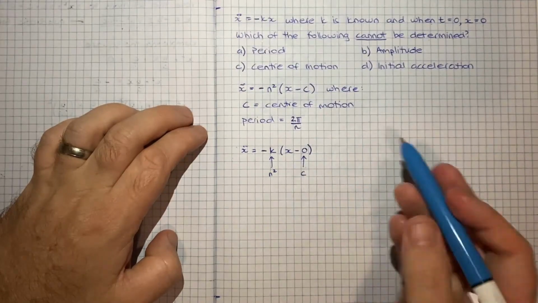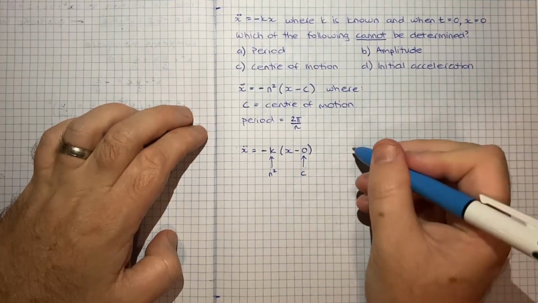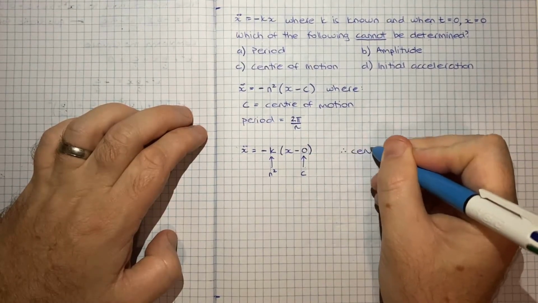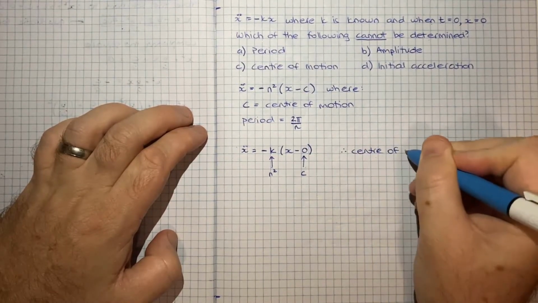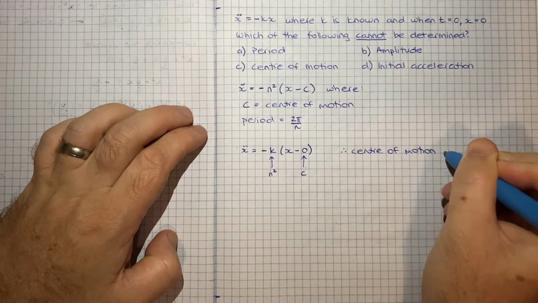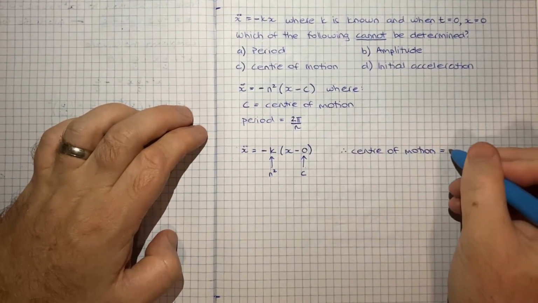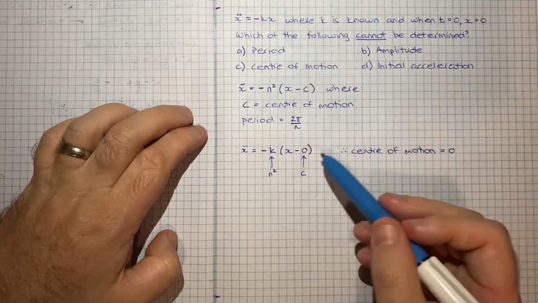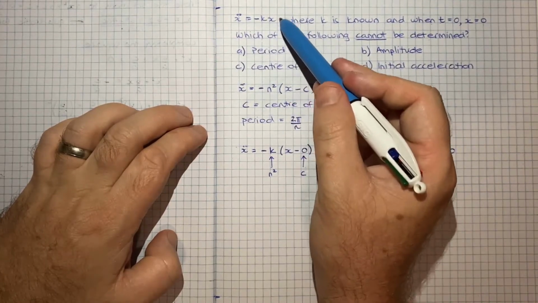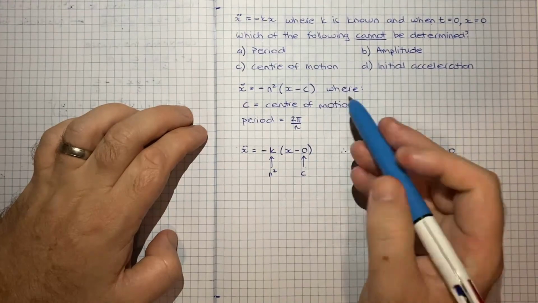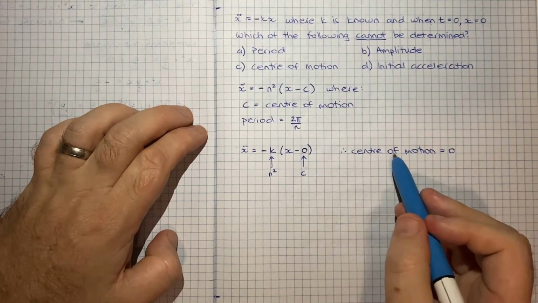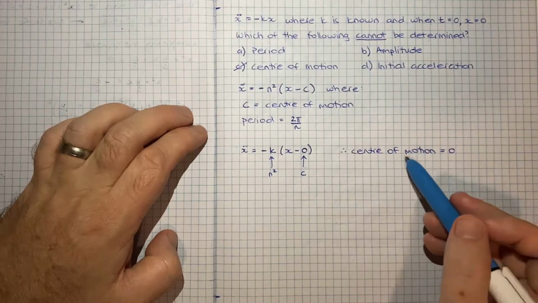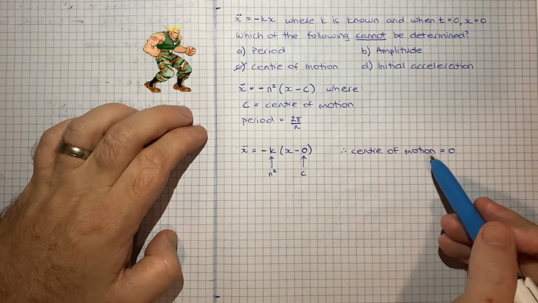So right away we can conclude some things. We can say therefore the center of motion is equal to 0, because we've effectively got no center of motion here, it's just 0. So what does that mean? That means I can strike out option C, because we can determine the center of motion, it's 0.